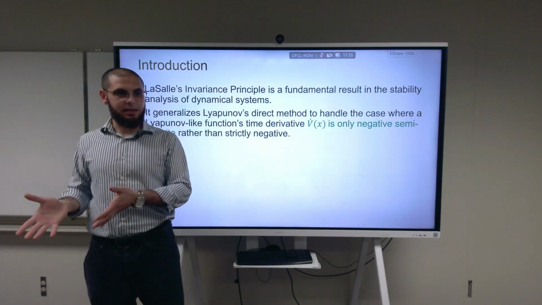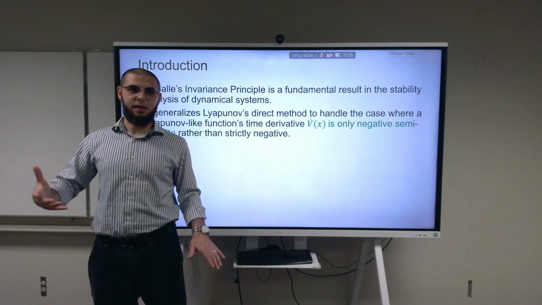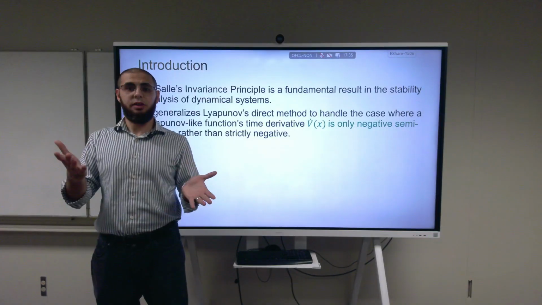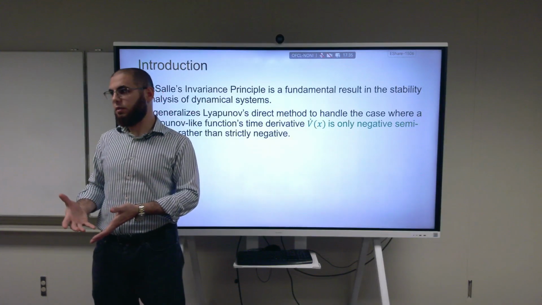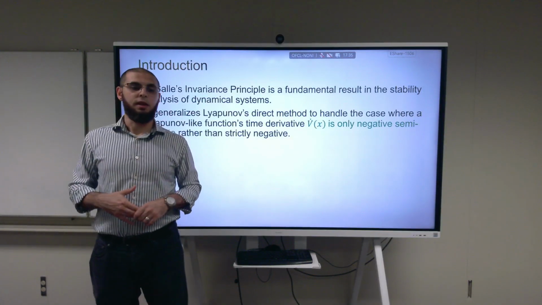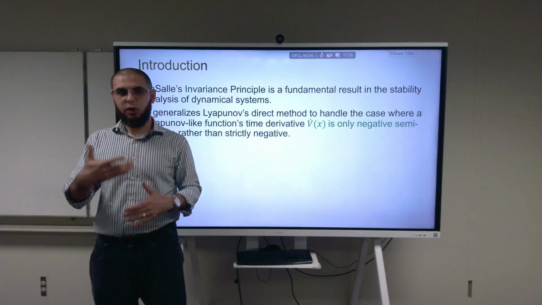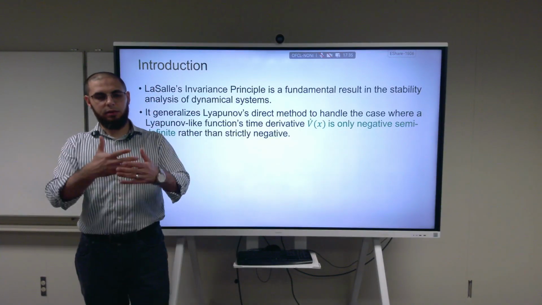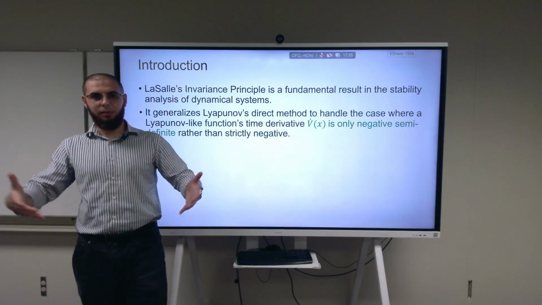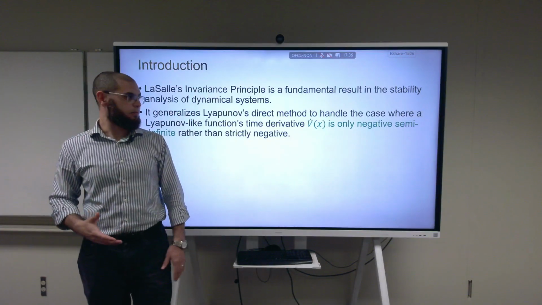If you have a mechanical system, what's the first Lyapunov function or Lyapunov candidate that you always think about? Total energy, exactly, which is the total potential energy plus the total kinetic energy of the system. That's the first thing you would think about. So this is a natural Lyapunov function, a candidate that you can always evaluate. Its derivative will be less than or equal to 0 along the system trajectories.